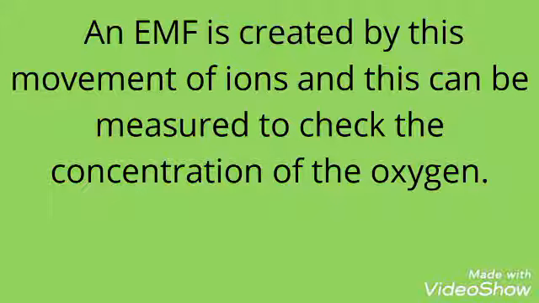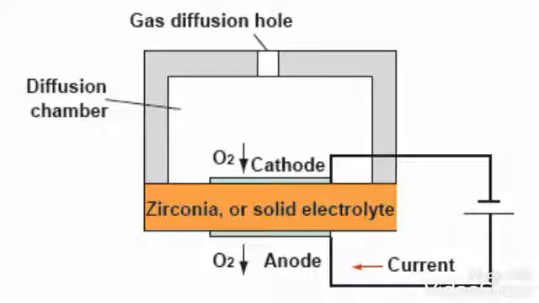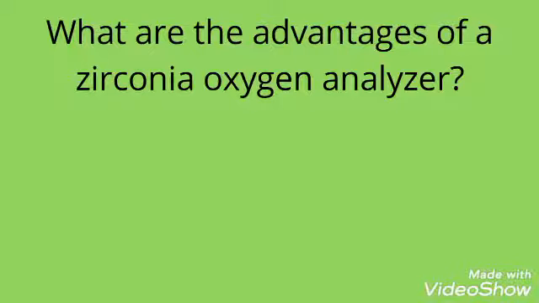An EMF is created by this movement of ions, and this can be measured to check the concentration of the oxygen. Here in another diagram you can see a zirconia solid electrolyte, a cathode and an anode, and at the output we get EMF.